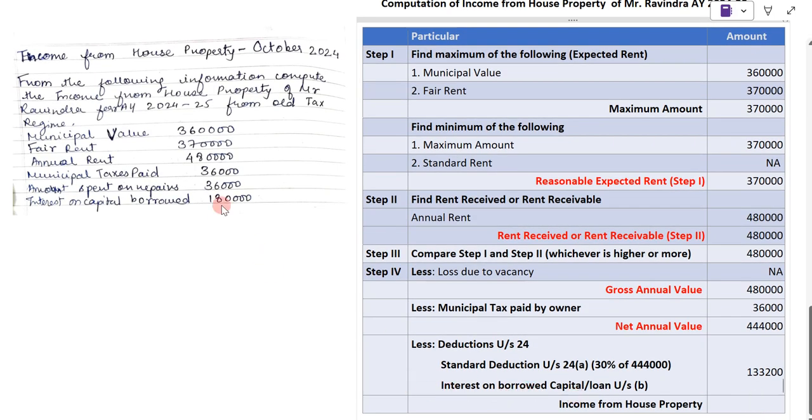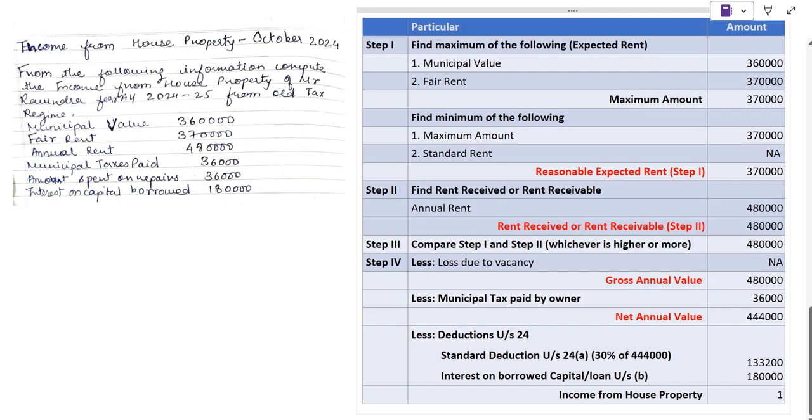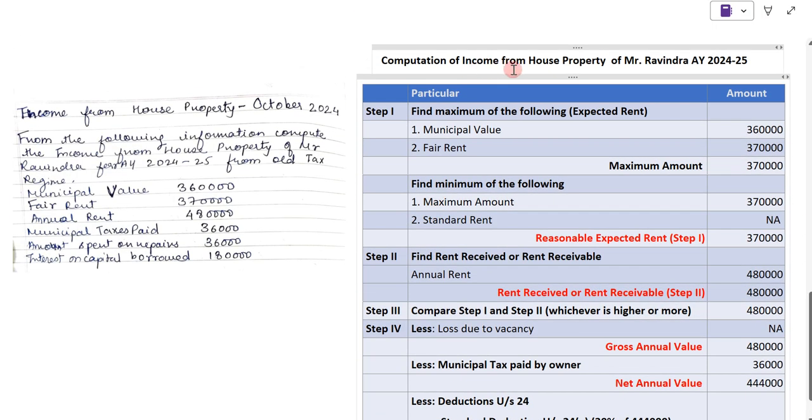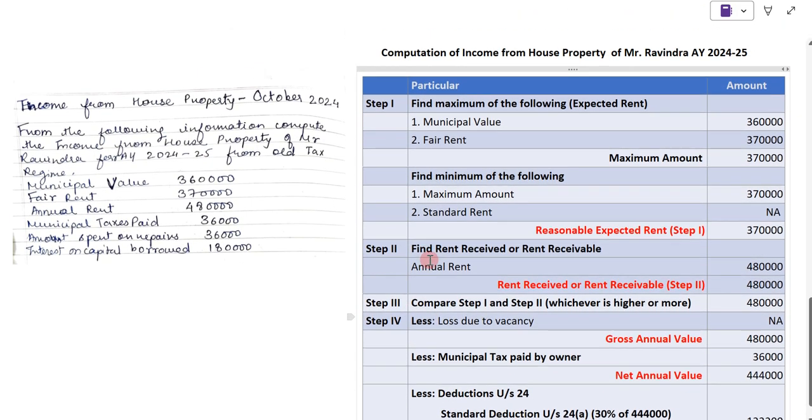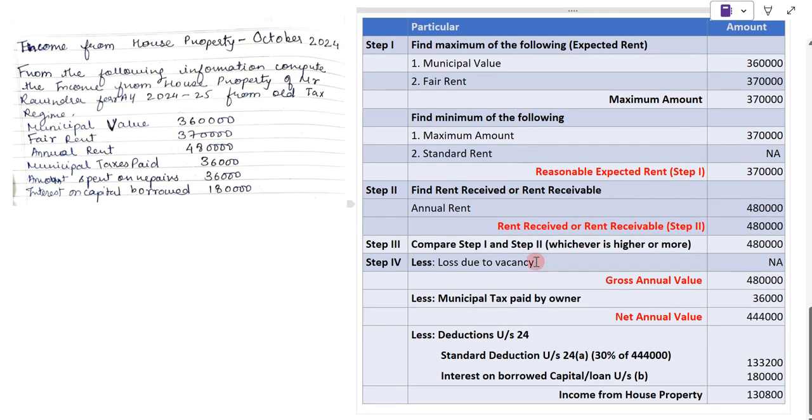Then next is interest on borrowed capital. How much is the interest on borrowed capital? 1,80,000 is the interest on borrowed capital. Now less these two from 4,44,000, we get the remaining 1,30,800. So 1,30,800 is our income from house property. In this way, we have to compute the income from house property. This example is for total 10 marks. According to these steps, you have to find the income from house property.